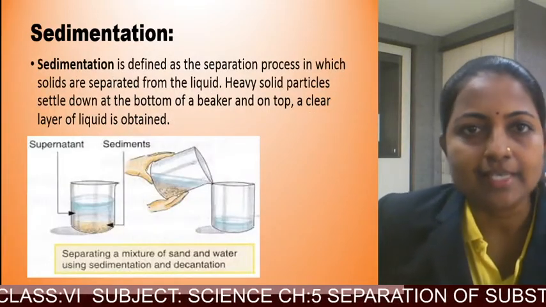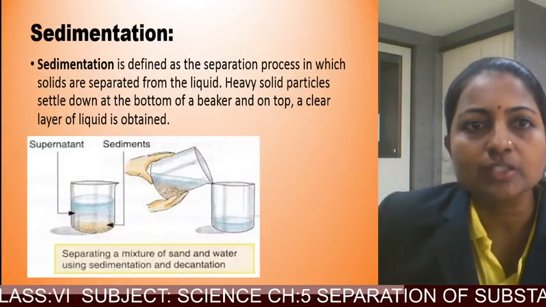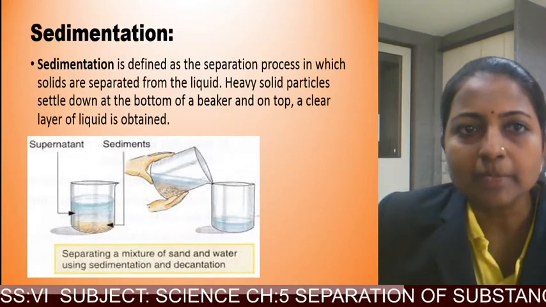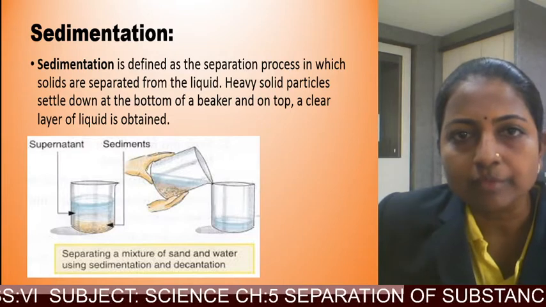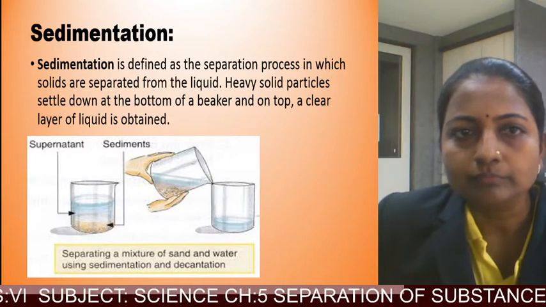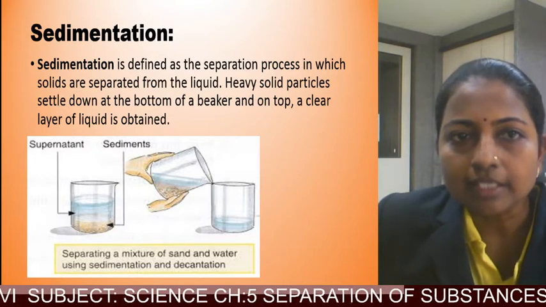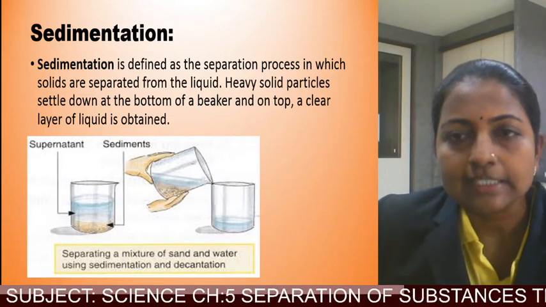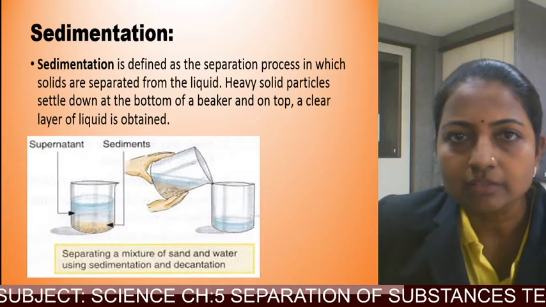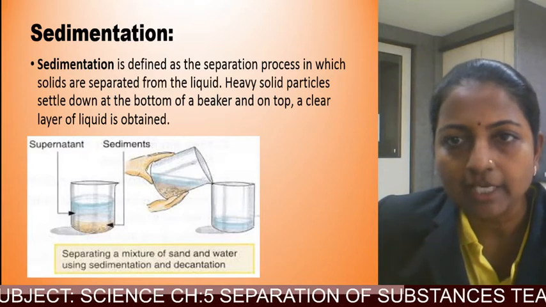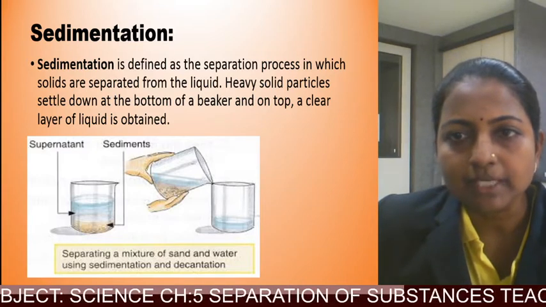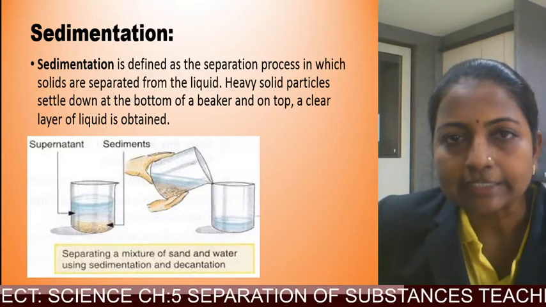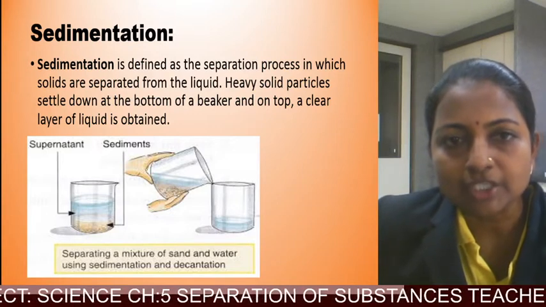Sedimentation is defined as the separation process in which solids are separated from the liquid. Heavy solid particles settle down at the bottom of a beaker and on the top a clear layer of liquid is obtained. So this is the sedimentation method. If we take sand and water, after some time sand settles down at the bottom and at the top we can get clear water. So this is the sedimentation method.